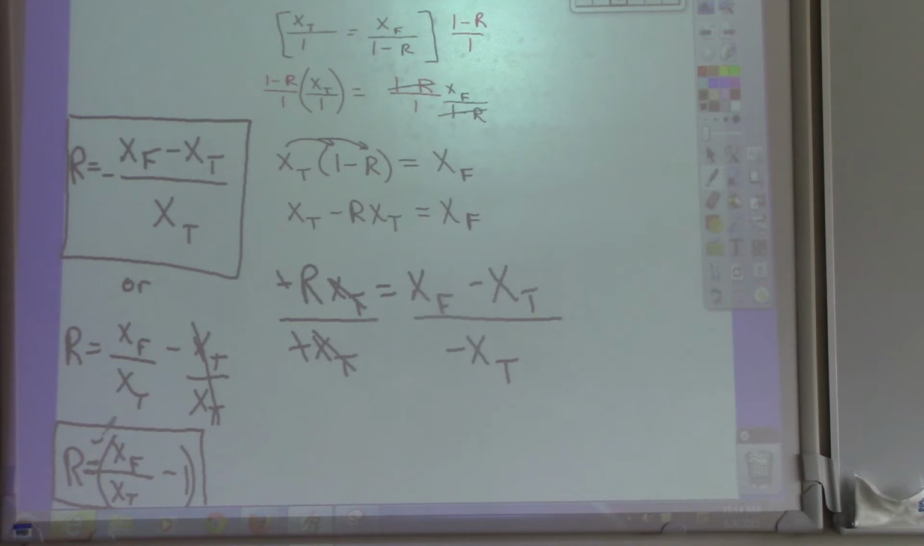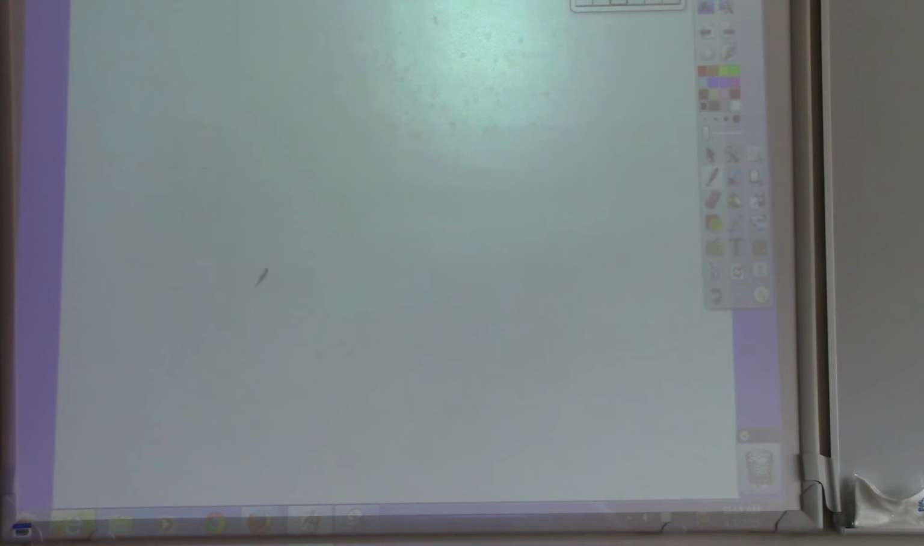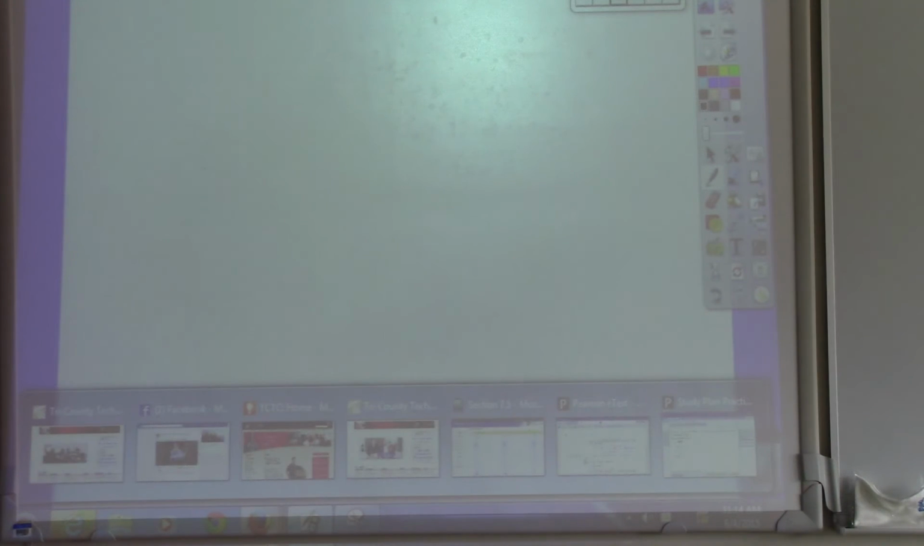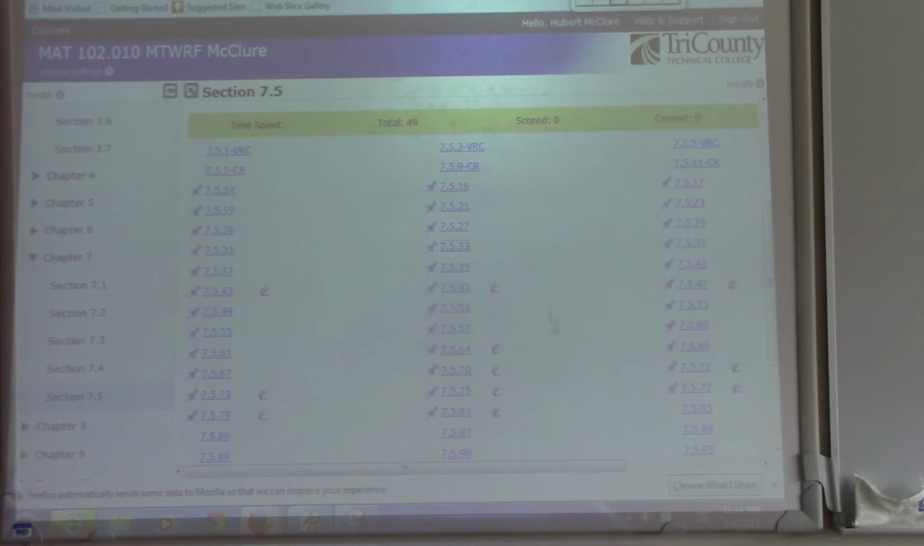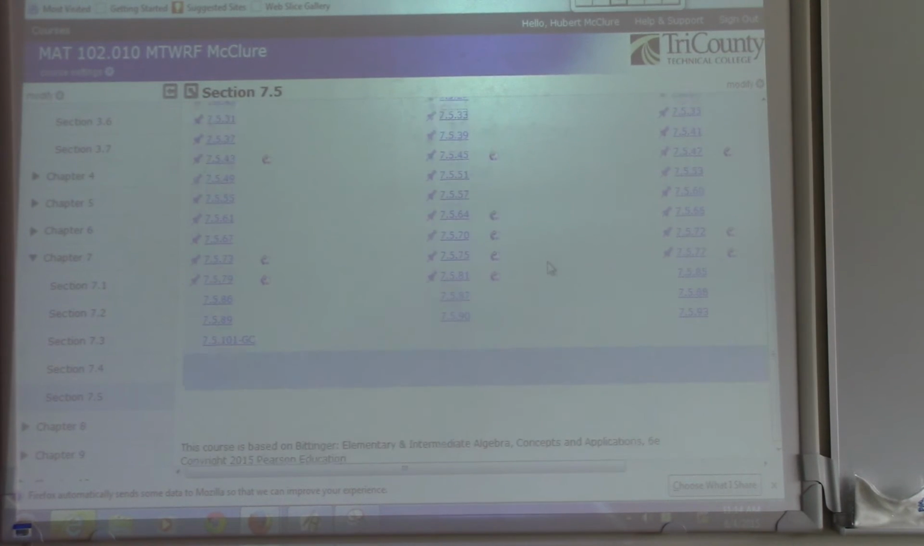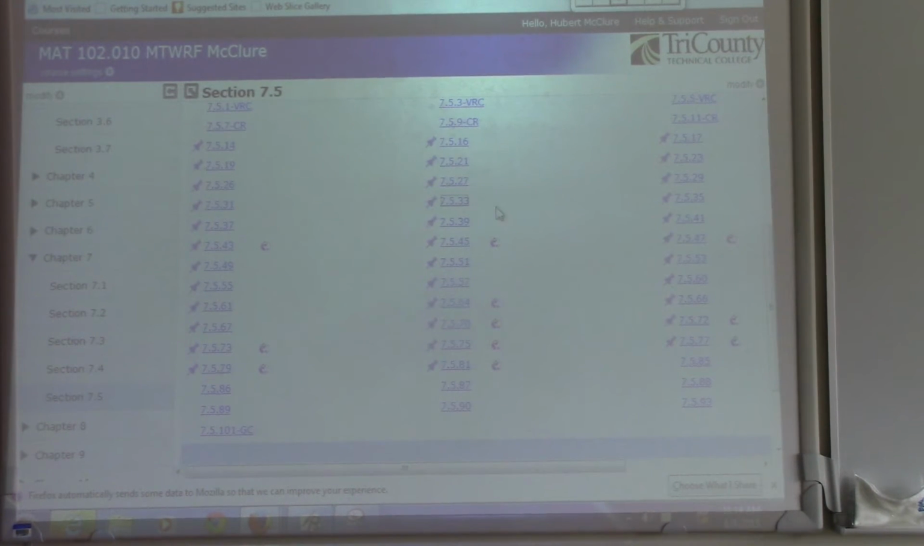All right, so that's 3 problems. Let's do one more because this is where students have problems. They have problems with clearing the fraction. What number was that? 7.5. There it is, 33.